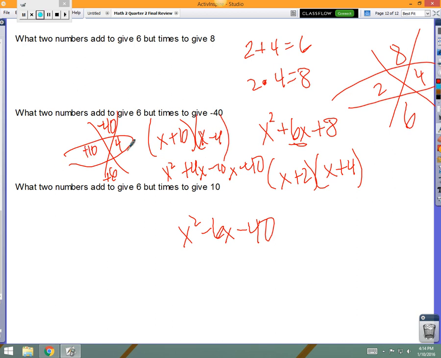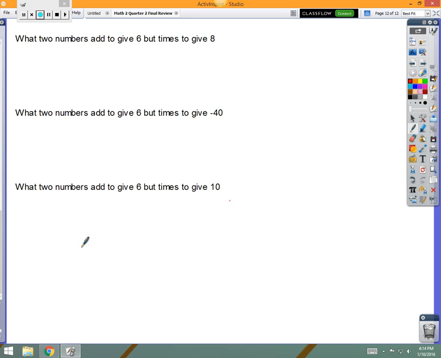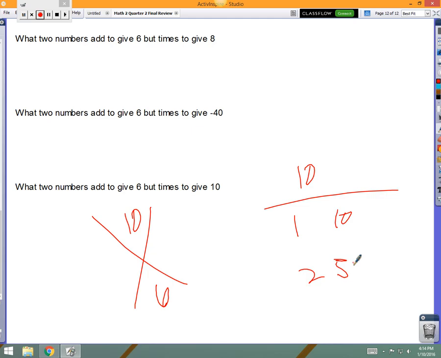Okay. Now, the last one. You can look and look all day and you're not going to find a pair in the integers that work. So what's going to add and give you 6 and times and give you 10? The only things that times and give 10 in the integers are 1 and 10 and 2 and 5. There's no way with negatives and positives that you can create a positive 6.